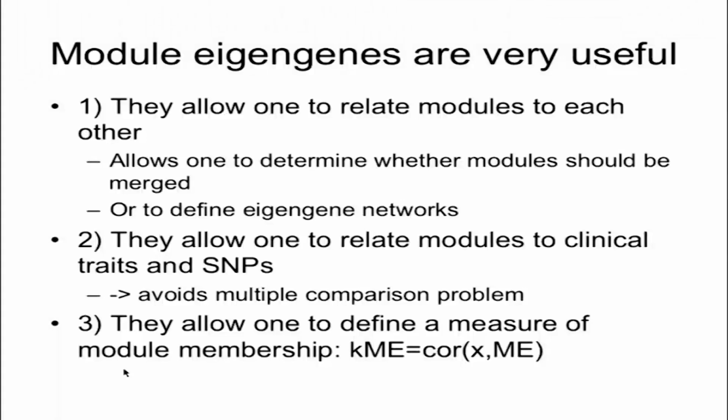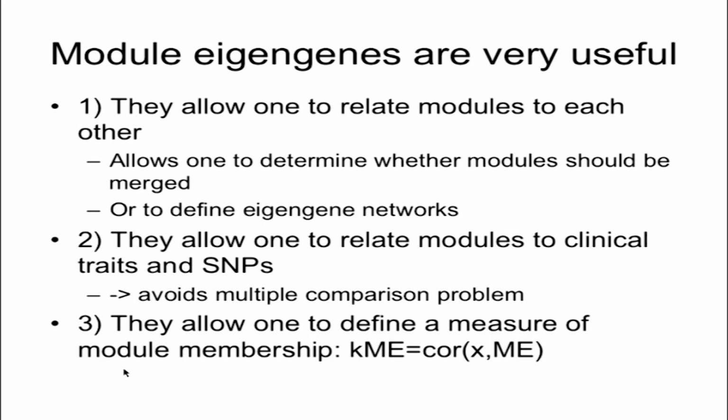so why are module eigengenes very useful? Well, they allow us to relate modules to each other. So for example, they allow us to determine whether modules should be merged. Assume you have the blue module and the brown module. Each module gets summarized by its eigengene. Then you can correlate these eigengenes and say, oh wow, they have a correlation of 0.9. They're highly related. These modules are very similar. And then you say, I will just merge the two modules, you know. That's how you could use that.